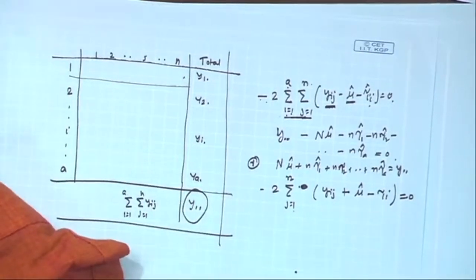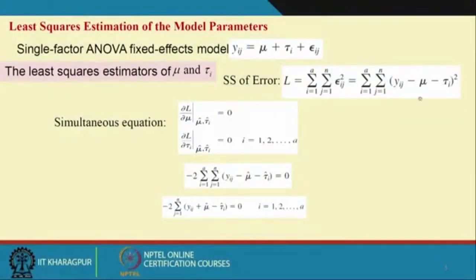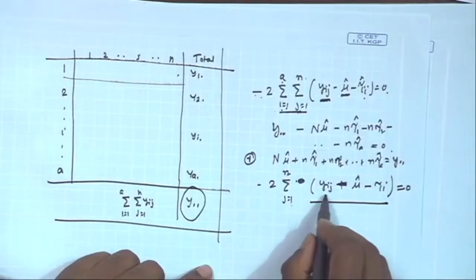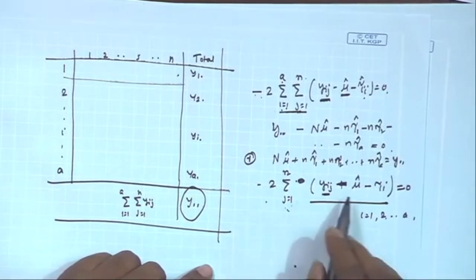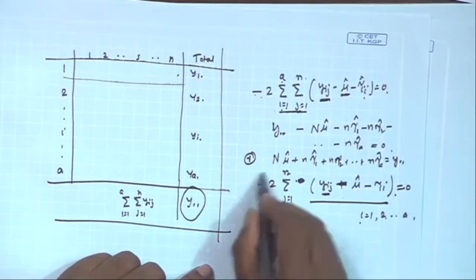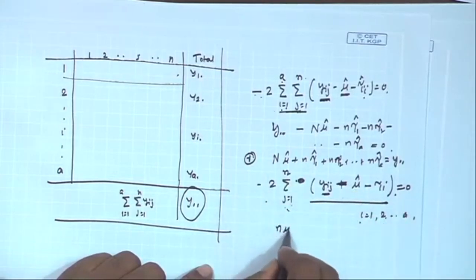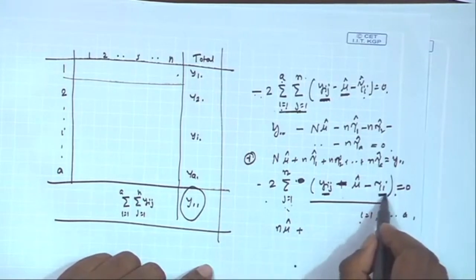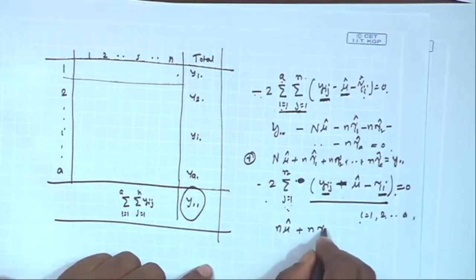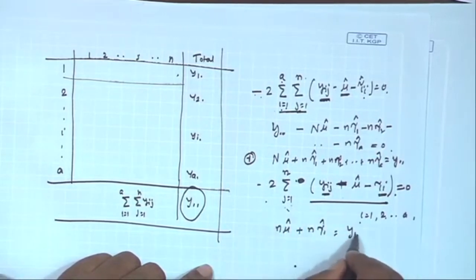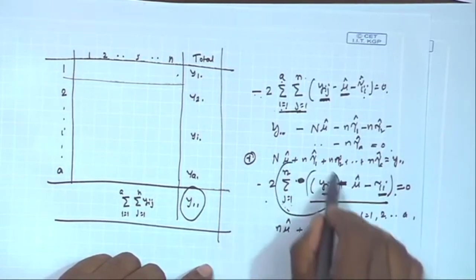This becomes 0. Suppose you are doing that minus this. So what is happening here then? This is minus. Okay. So, using this equation, what are you getting? Suppose here i equal to 1 to a. If I put i equal to 1, what will I get? This will go out. So, it is n times mu cap plus what you will get here? This tau 1, that will also be n times tau 1 cap equal to y 1 dot, because this is the first row. This quantity will give you the first row total.